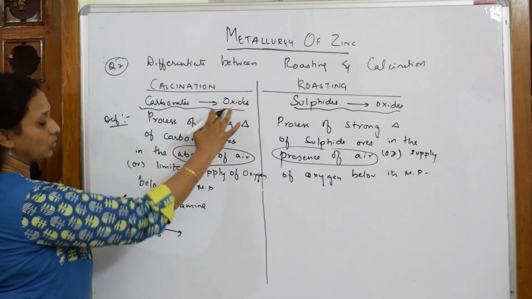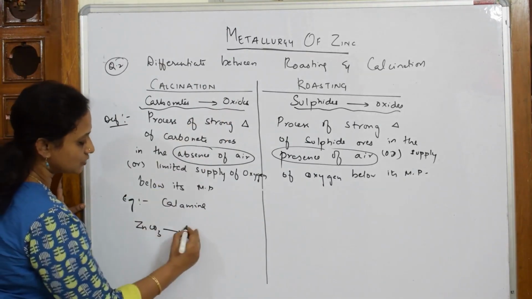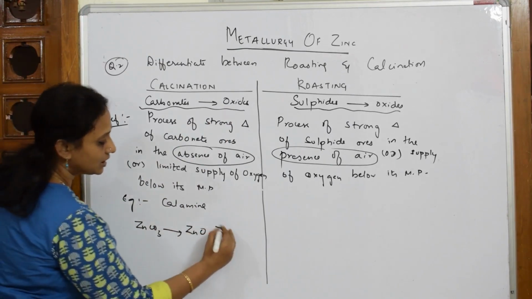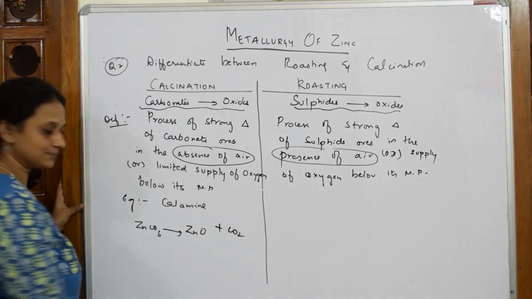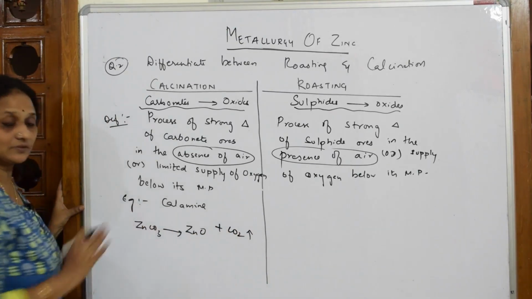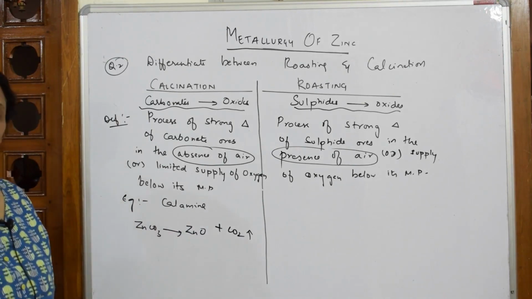Dissociate carbonate into oxides. So break this one into zinc oxide. Yes, the leftover is one oxygen has gone from here. The leftover is carbon dioxide. Simple. Yes, now 2 plus 1, 3. Zinc is 1, carbon is 1, balanced. So this is your calcination.